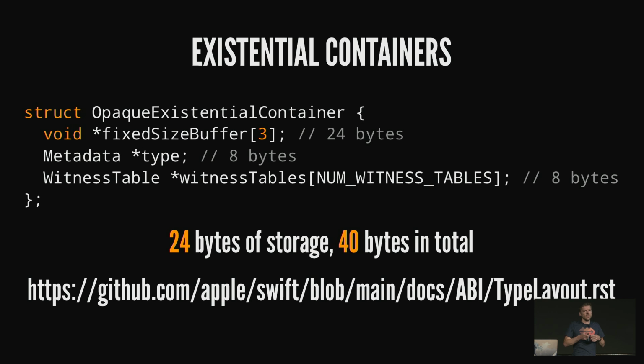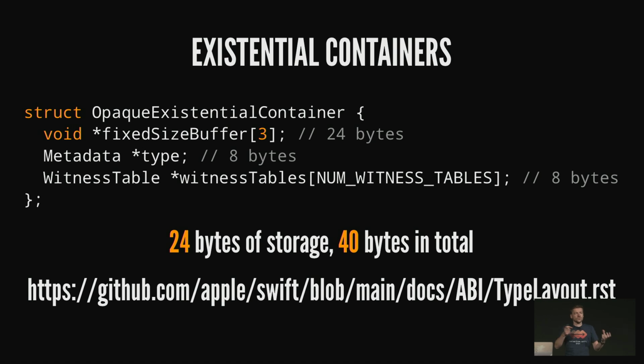And existentials are represented using an existential container. This is the C++ code that is the implementation of an existential container in the Swift runtime. This is a struct, and it's 40 bytes in size. So the answer to the question, how big is something when you don't know how big it is, is 40 bytes. So this struct has a few things inside it. It's got some metadata. We mentioned witness tables before. The interesting part here, though, is this fixed-sized buffer. So there's a buffer inside the existential container. It's 24 bytes. And this is where your actual value gets put.